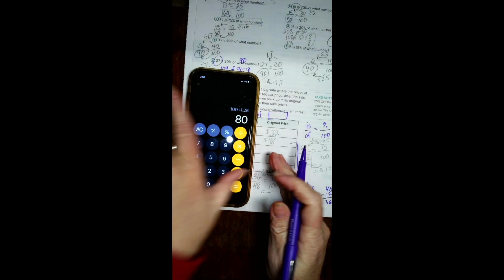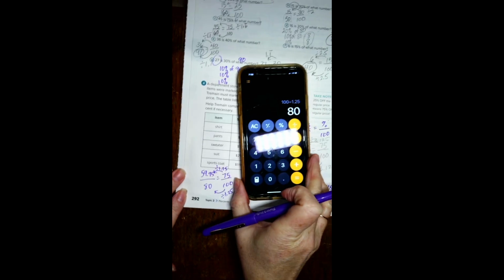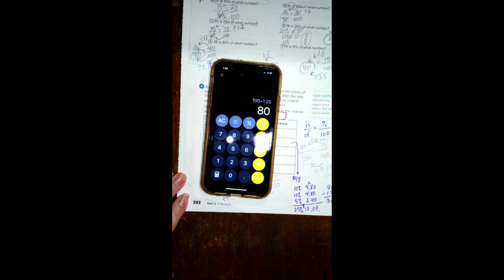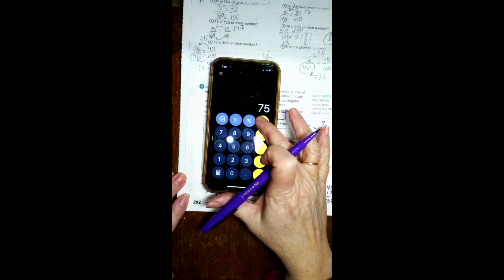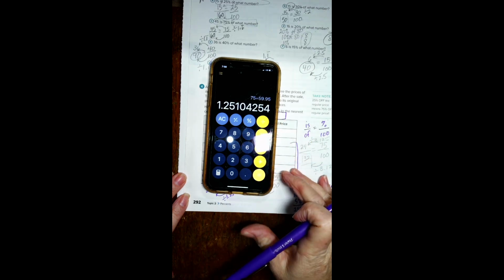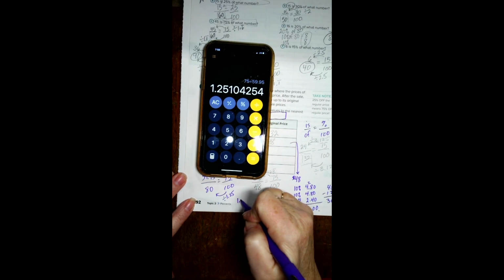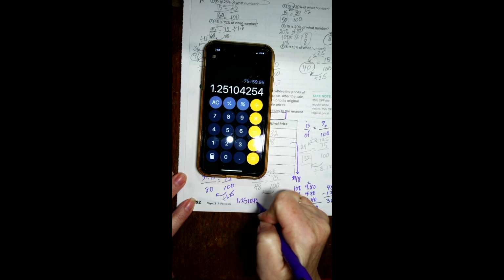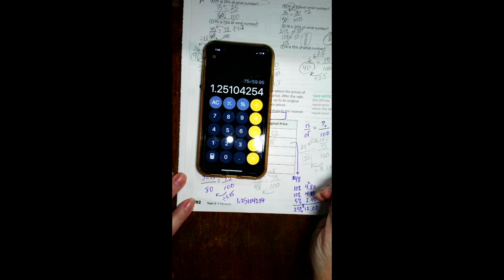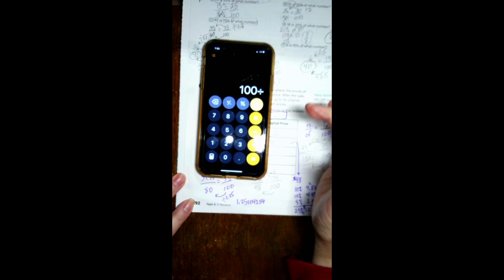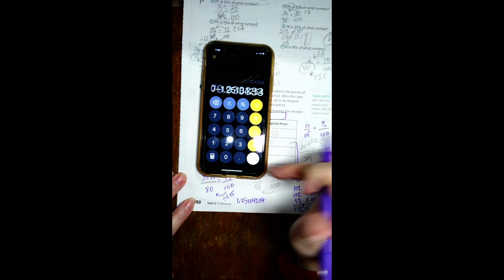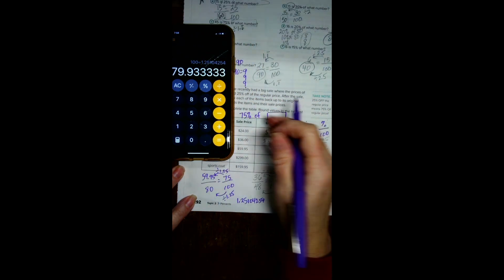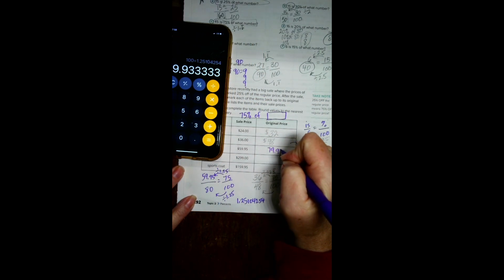If we wanted the exact amount, we would want to divide by what we get exactly here. So I want to go back and do that. So 75 divided by 59.95. So I'm going to write that out. It's 1.25104254. Okay, so now I'm going to do 100 divided by that, 1.25104254. So the actual original price was $79.93.